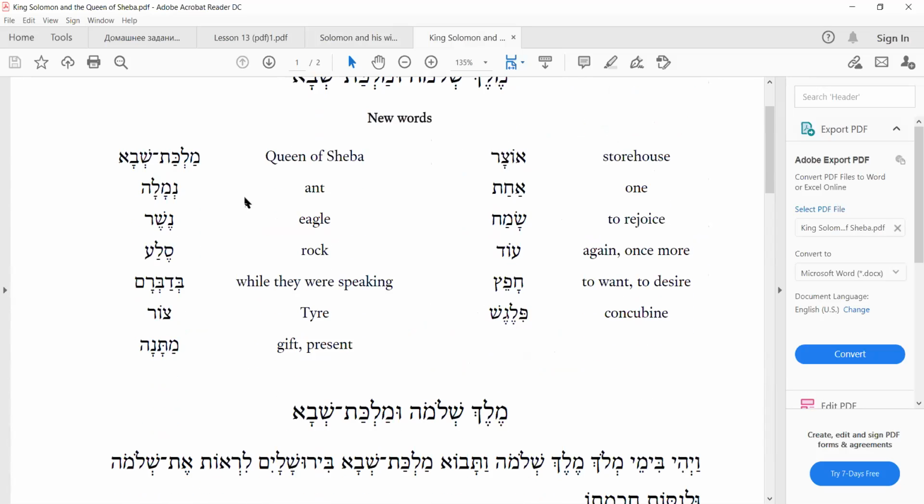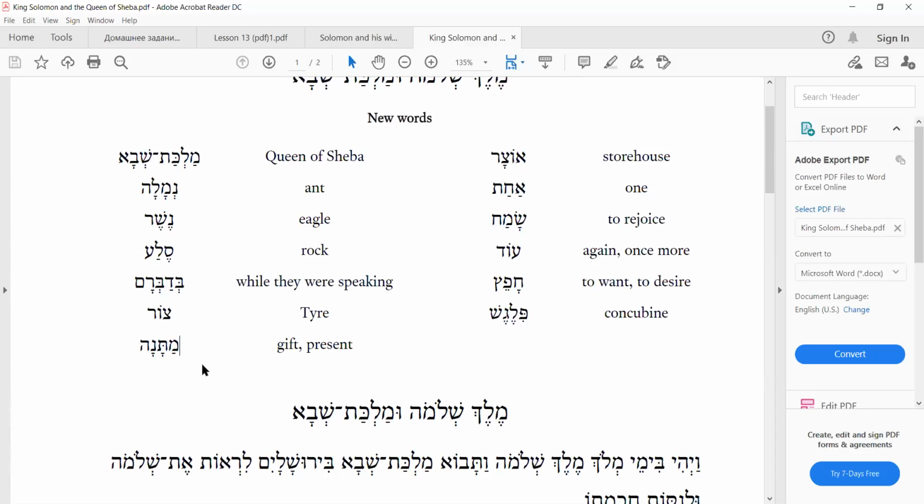And the new words that you can find here: Malkat Sheva is Queen of Sheba, and Nemala, it's ant. Nesher is eagle, Selah is rock. Bedaberam, I put it here, but do you see? This is the root davar, to speak, and this is infinitive construct. But because it is in Piel stem, not in Kal, I put it here. Tsur has two meanings actually. It could mean Tyre, the name of the city, and it could mean also the rock. So most probably because the city was built on the rock, it was called like this.